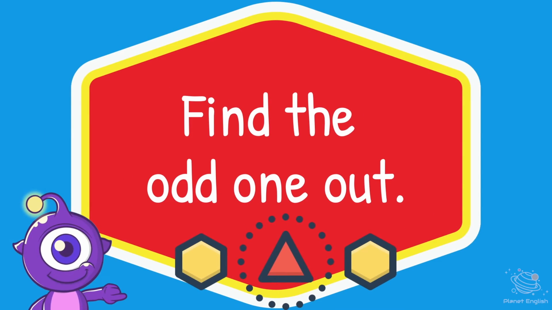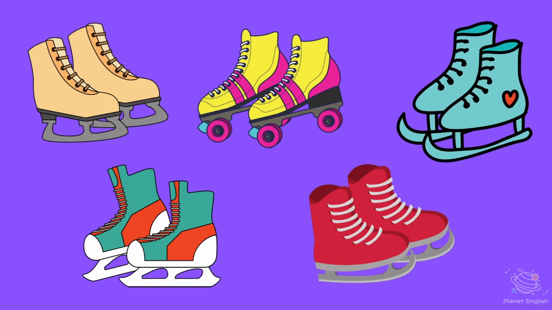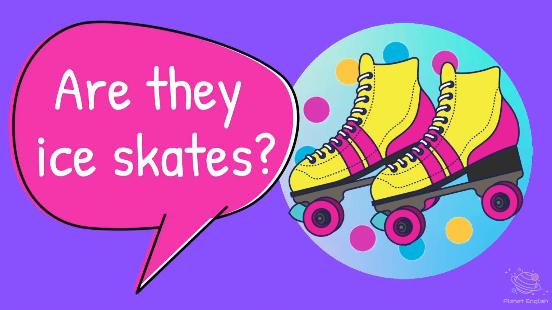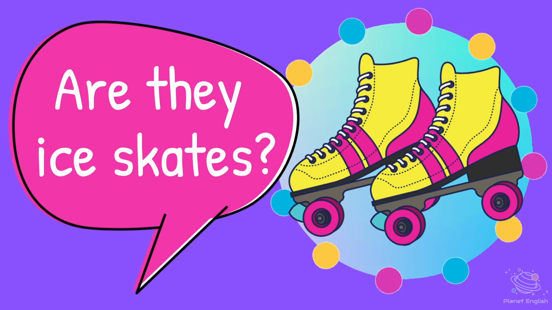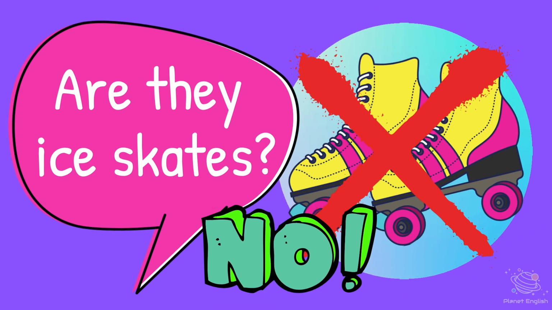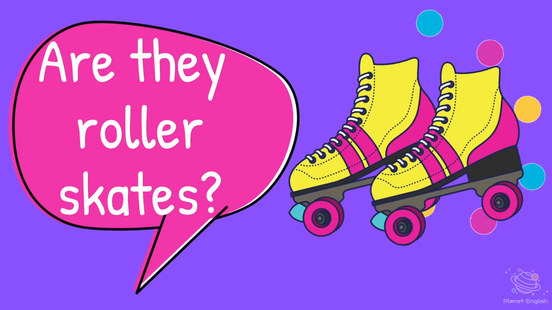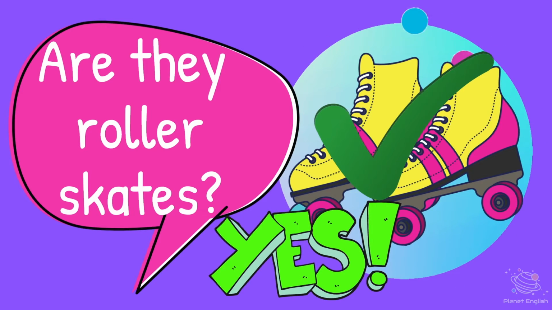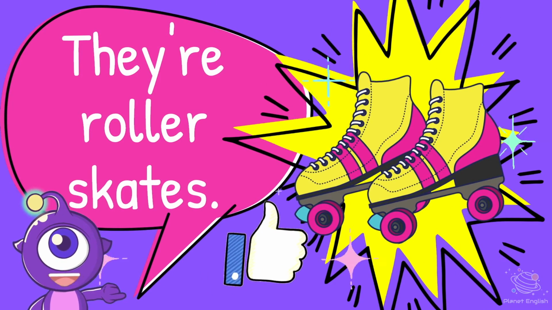Now, find the odd one out. Where is the odd one out? It's... Are they ice skates? No! Are they roller skates? Yes! They're roller skates.